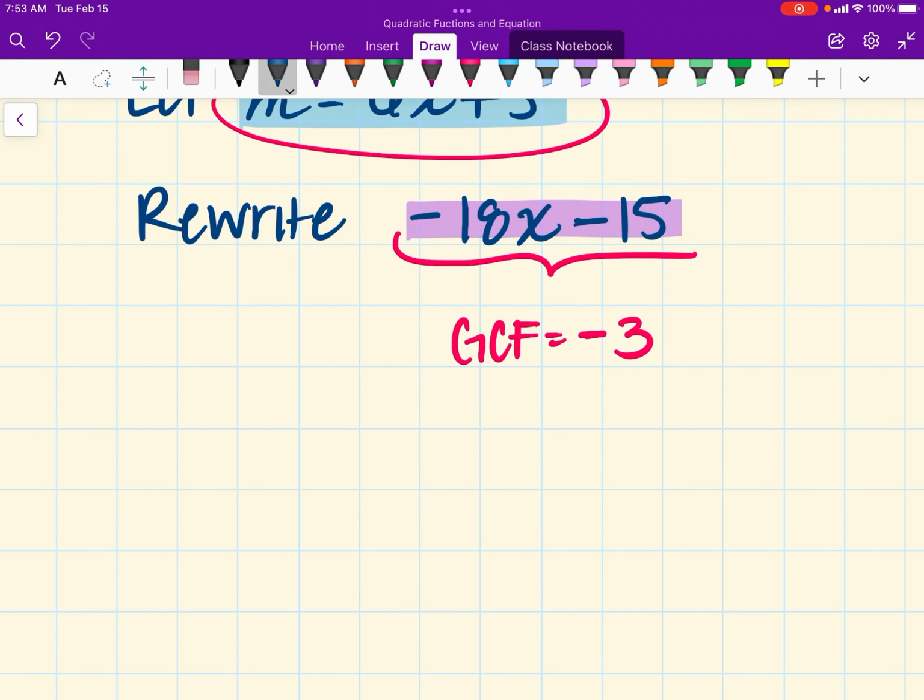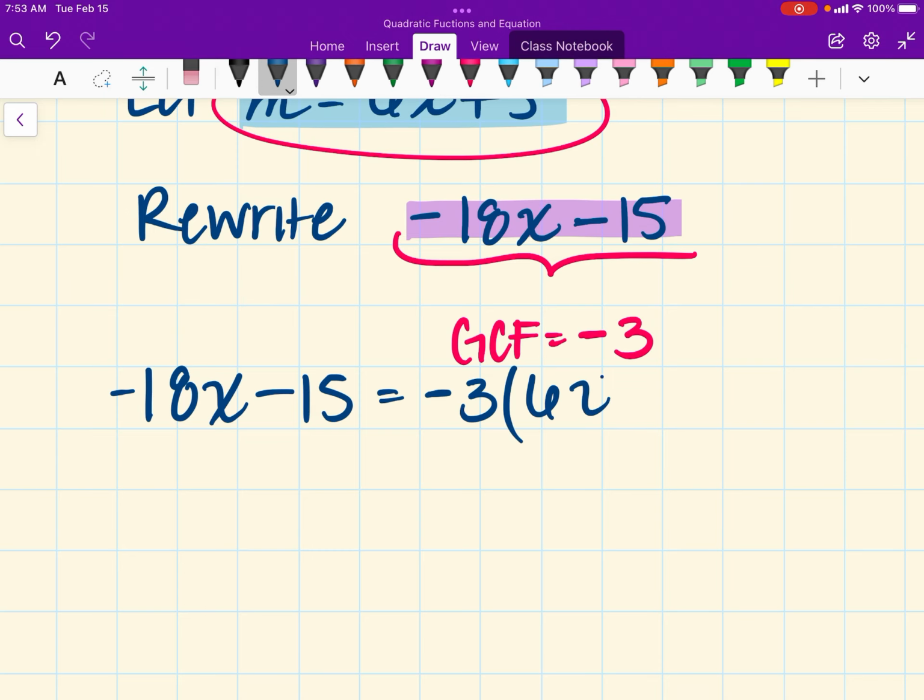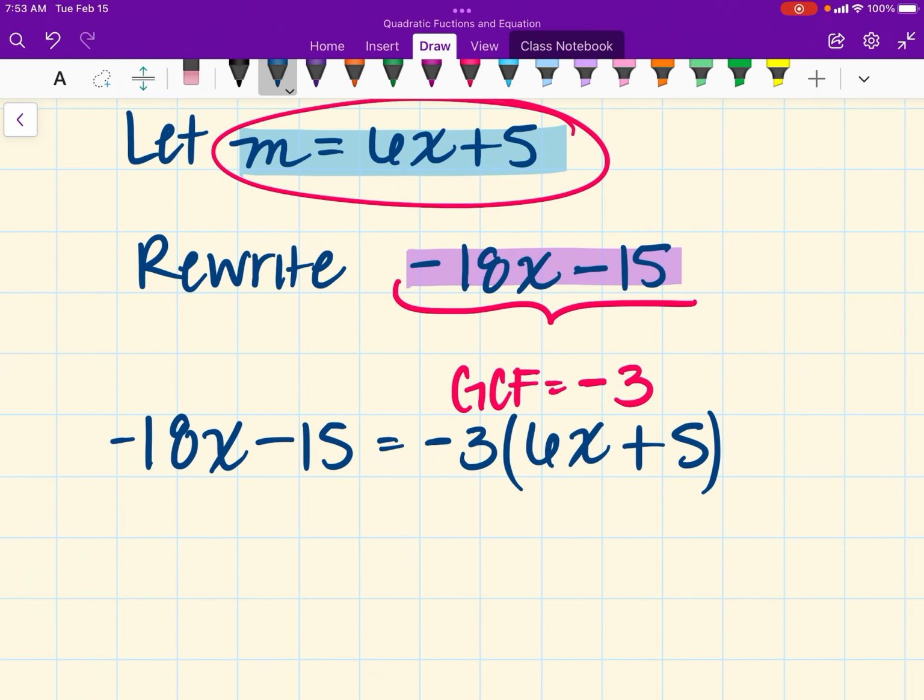So, in this case, let me just write this again. Negative 18x equals negative 3, open parentheses. Once again, GCF is more or less like division, but you're not getting rid of the number. So we have left a 6x plus 5. All right, so this is how we rewrite the equation here.